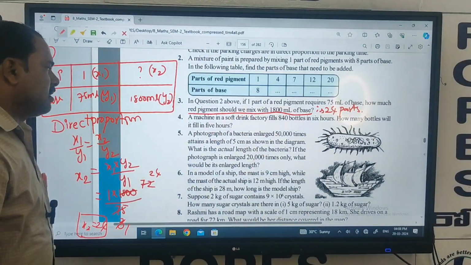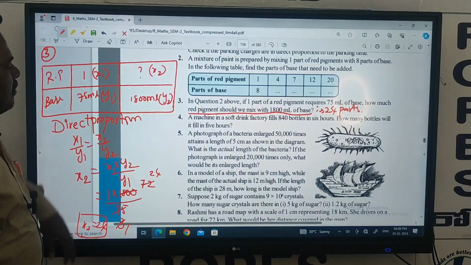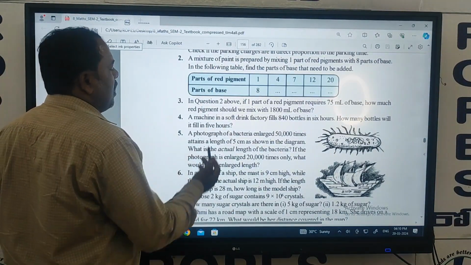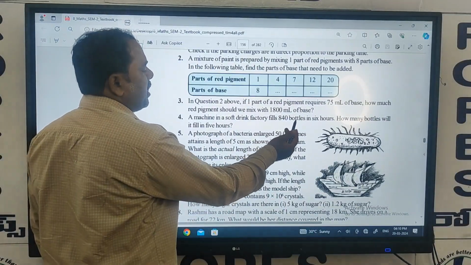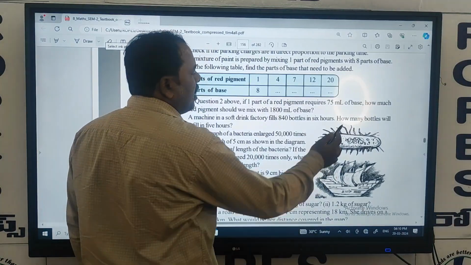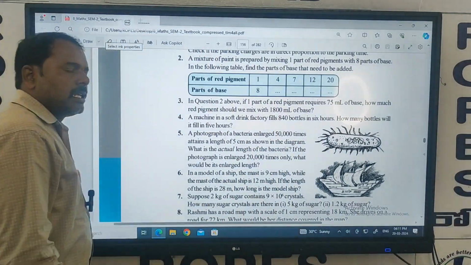So like this we have to write. Okay, now next, if you go to another problem, the fourth problem: a machine in a soft drink factory fills 840 bottles in 6 hours. Then how many bottles will it fill in 5 hours?